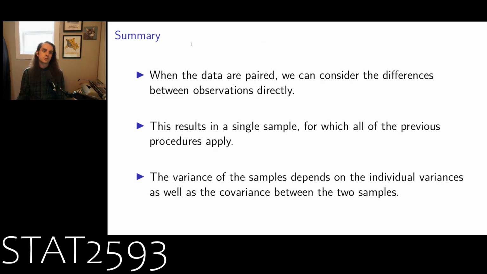So in summary, if the data are paired, we can consider their differences as though it was a direct observation. This results in a single sample, which we can then use any of the procedures that we've previously seen to apply to that. The variance of the sample is going to depend both on the individual variances as well as the covariance between the two samples. We're not going to be too concerned with what the covariance actually is, but just remember how it was defined and note that it's normally going to be a positive value, at least in these situations.